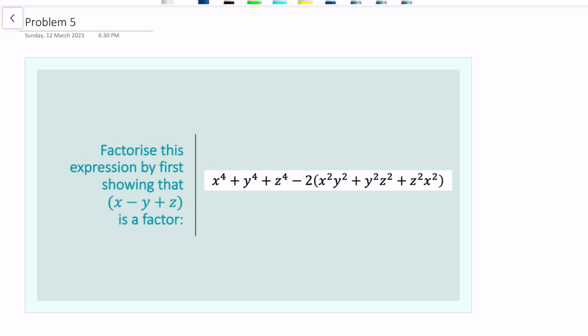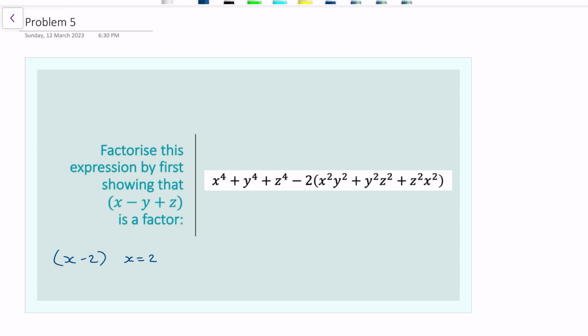Okay, so the first thing we need to do to factorize this expression, the hint is to show that this x minus y plus z is a factor. So we're using the factor theorem. For example, if we were trying to prove that x minus 2 was a factor of something, then x equals 2 would be a solution, and we would substitute 2 into the expression, and out would come 0.